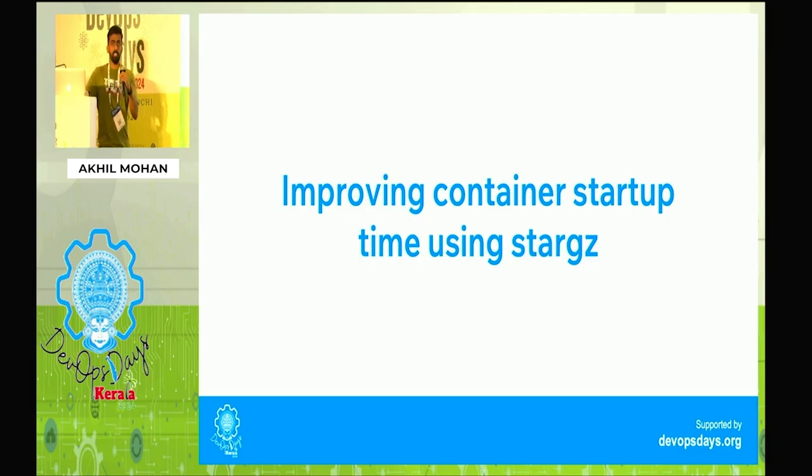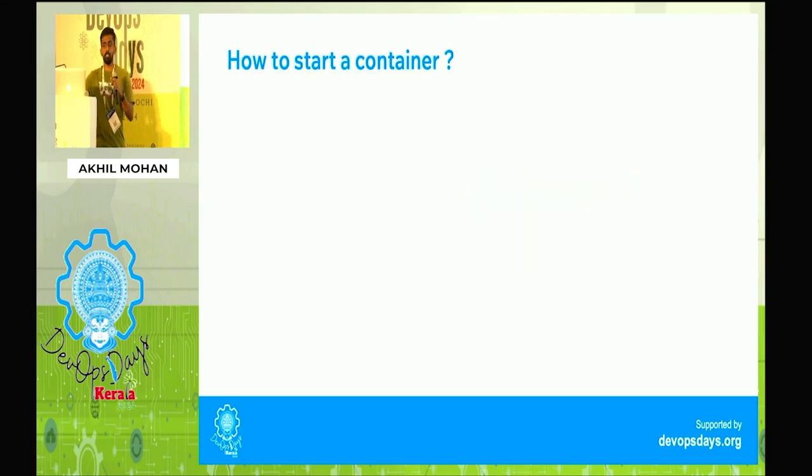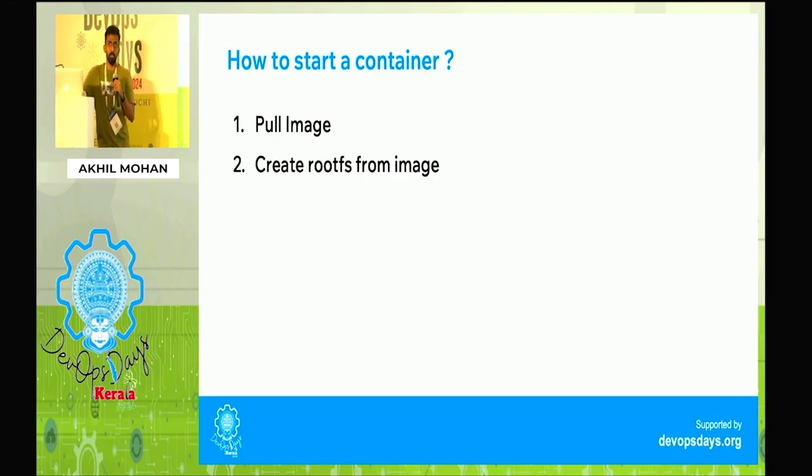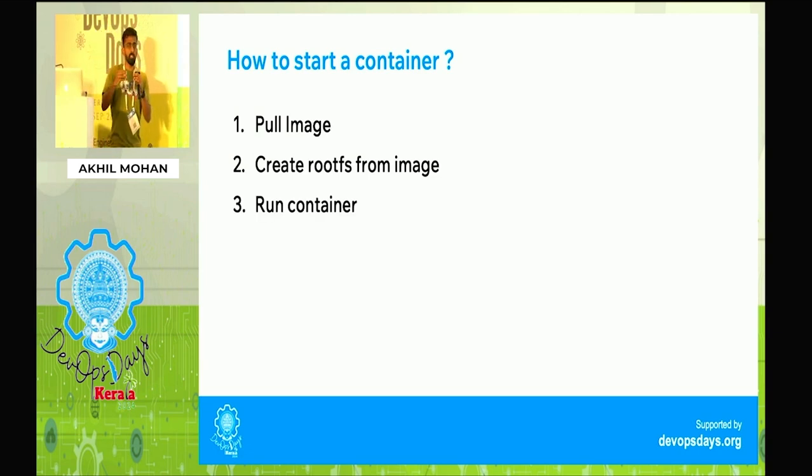First, let's get into the basics of what happens when you start a container. This is mostly about starting a container on a cold node that doesn't have any images currently loaded. First you have to pull the image from the registry, then you have to create the file system that is used by the container process, and then you have to run the container process. Now let's dig a little deeper into how exactly this happens.